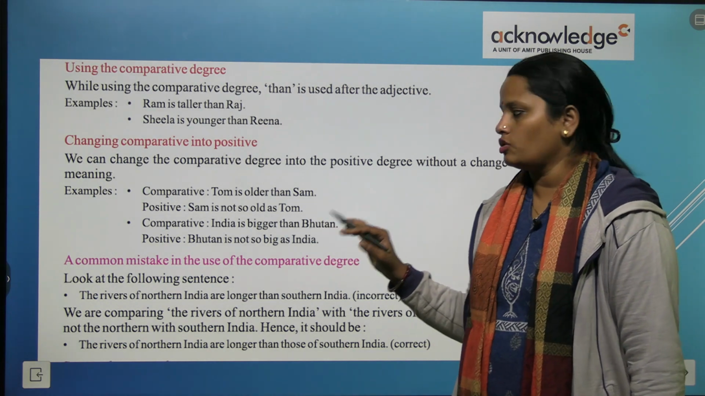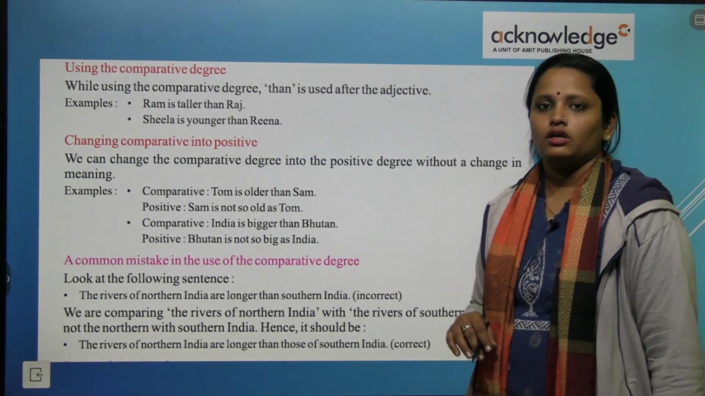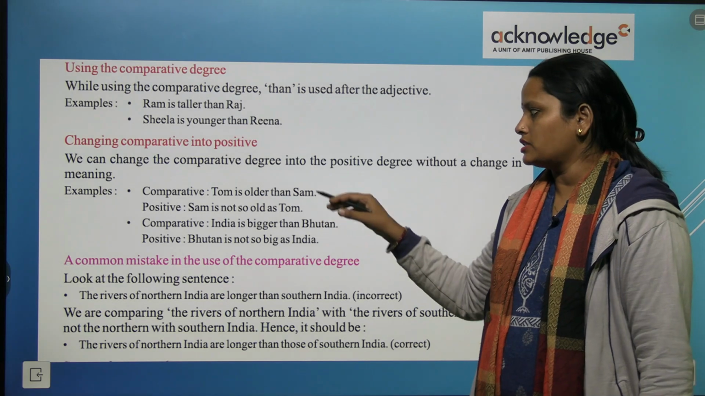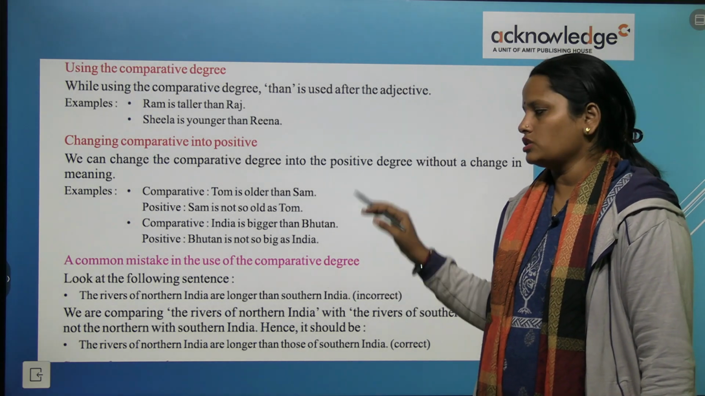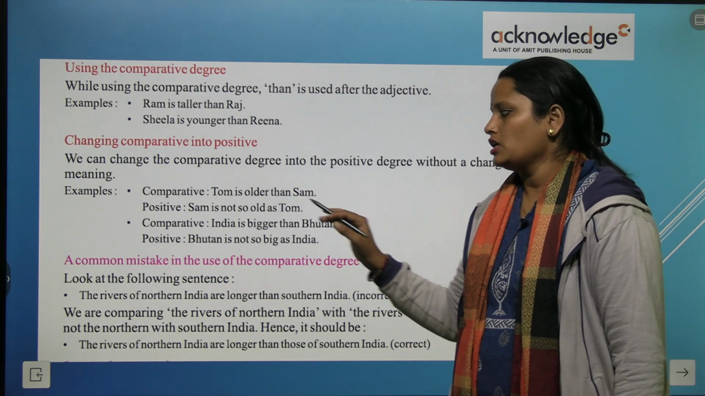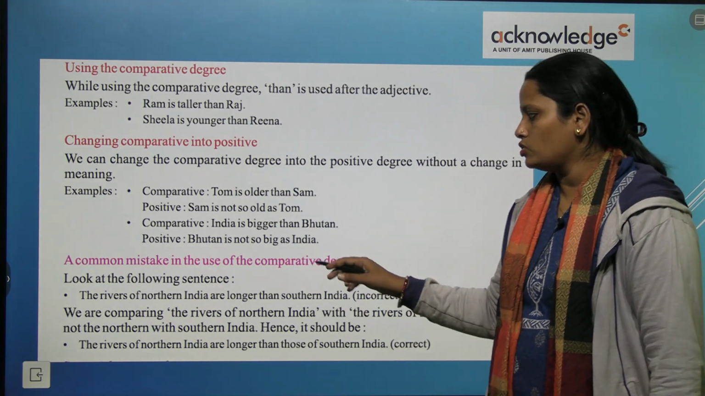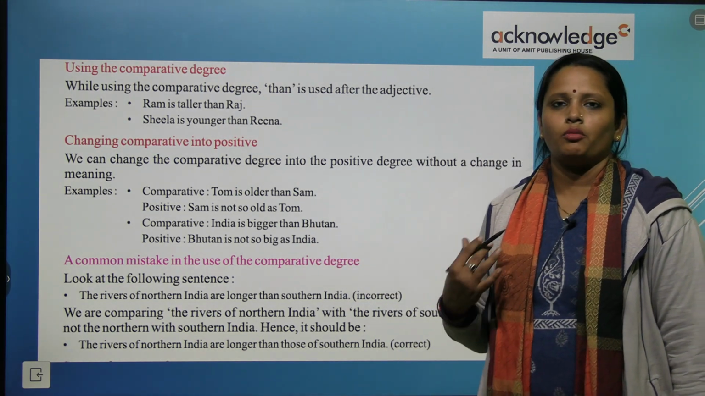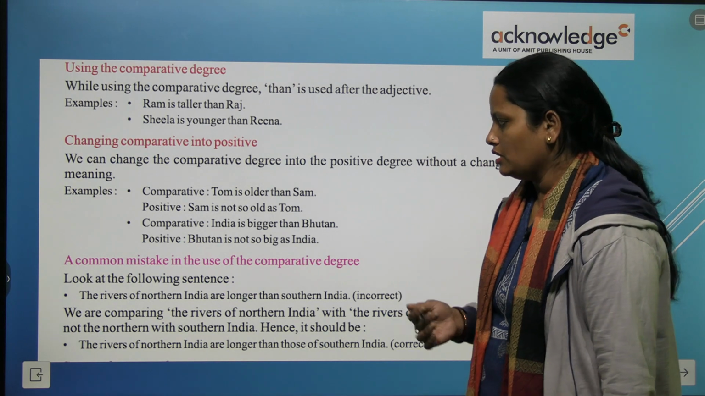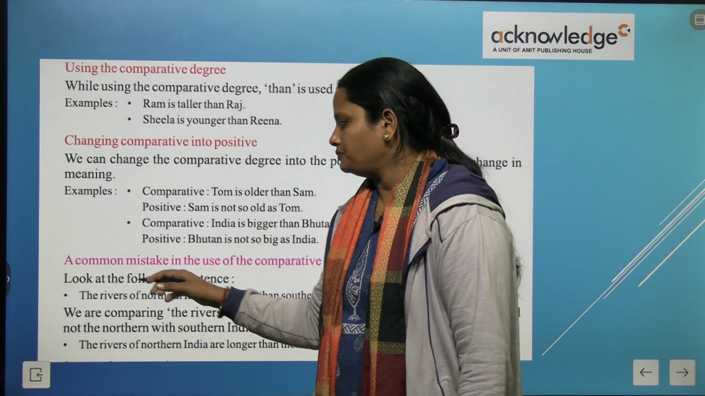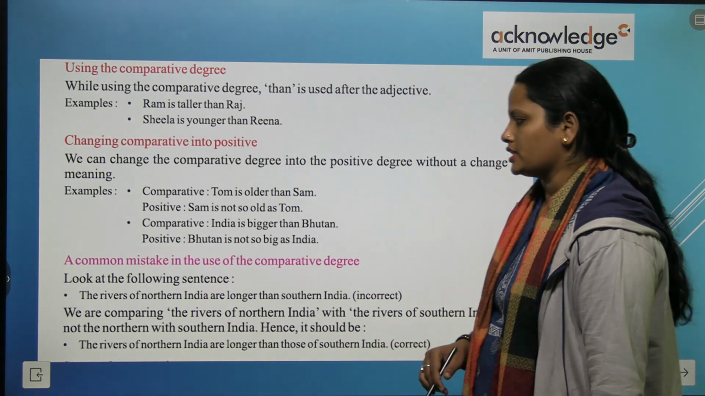Bhutan is not so big as India. So here we have used "as" to convert it into the positive degree. A common mistake in the use of comparative degree. Now, what common mistake do we make in the comparative degree? Let's read about it. Look at the following sentences.